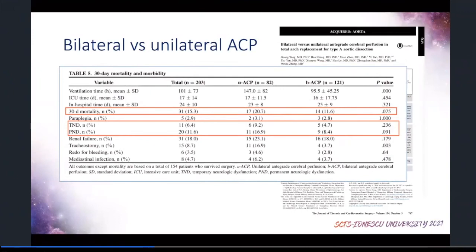Furthermore, there was a small degree of paraplegia, which was not different between the two groups, and no difference in the rate of stroke between bilateral ACP and unilateral ACP, nor was there a difference in the temporary neurologic dysfunction.